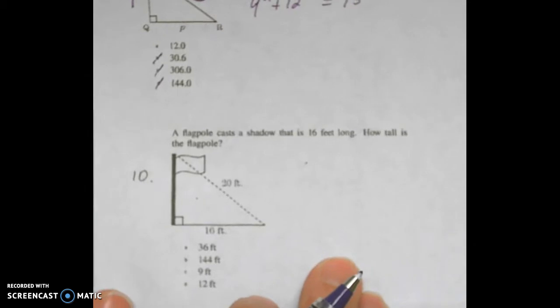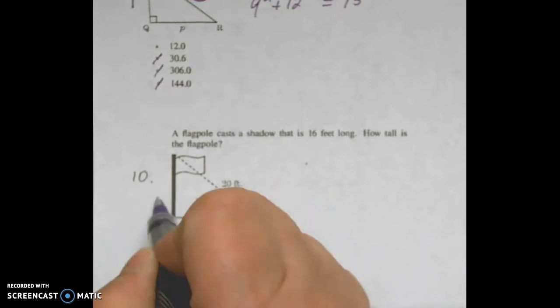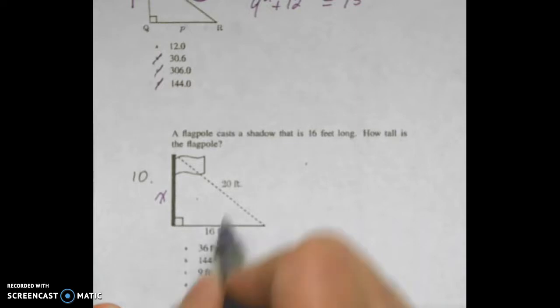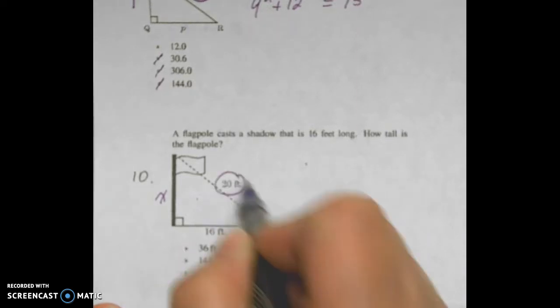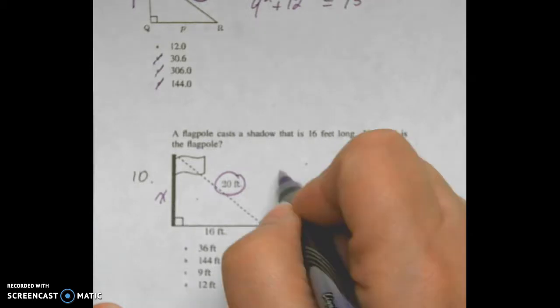Question number 10. You've got a flagpole casts a shadow that is 16 feet long. How tall is the flagpole? Again, I am looking for one of the legs of my triangle. I have the hypotenuse. So again, this is like problem number 4.